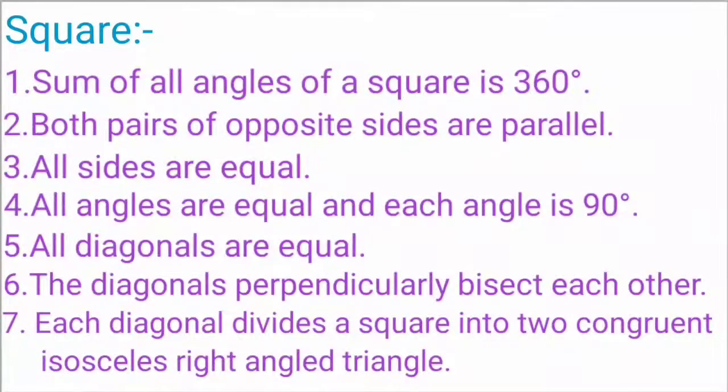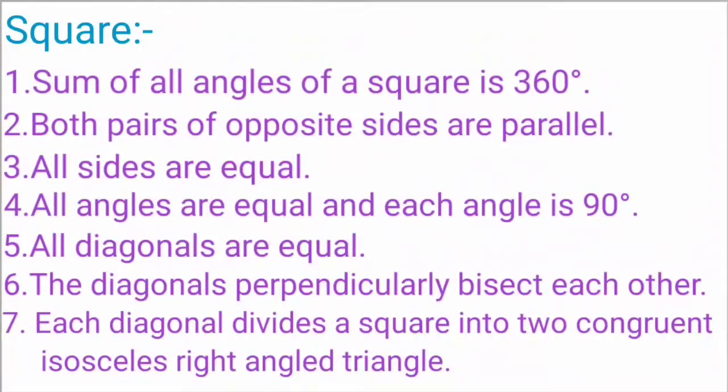The properties of a square are: the sum of all angles of a square is 360 degrees, both pairs of opposite sides are parallel, all sides are equal, all angles are equal and each angle is 90 degrees, the diagonals are equal, the diagonals perpendicularly bisect each other, each diagonal divides a square into two congruent isosceles right angle triangles.